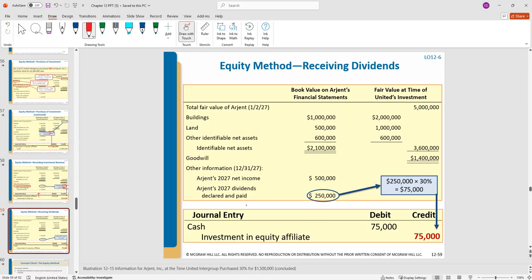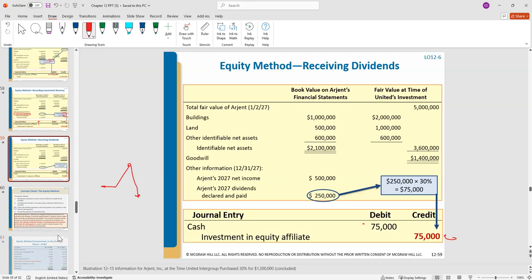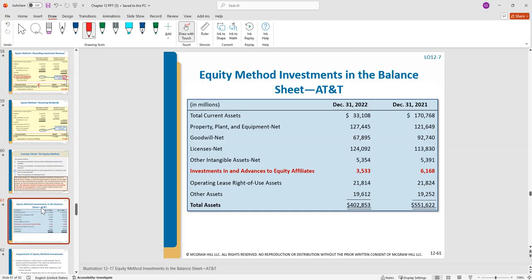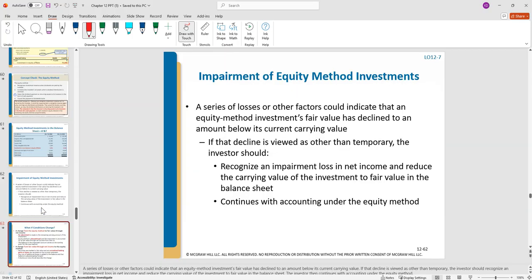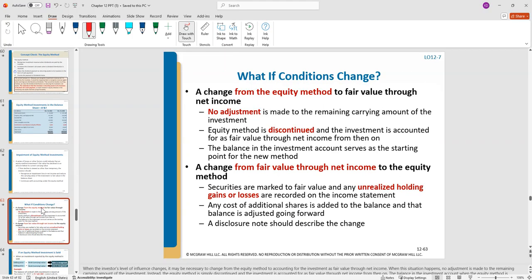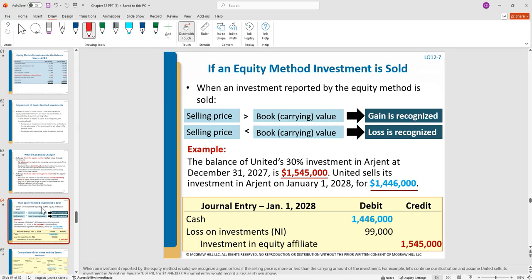When we receive a dividend, right? So we were here. It looks like it went up because it made money. And then when they declare a dividend, it goes down, right? So we got the cash for the dividend and we reduce the investment. Dividend is not dividend revenue whenever you're dealing with the equity method of accounting, okay? So you can look at those. You can look at the impairment on there, and then if you change between methods, how that works.